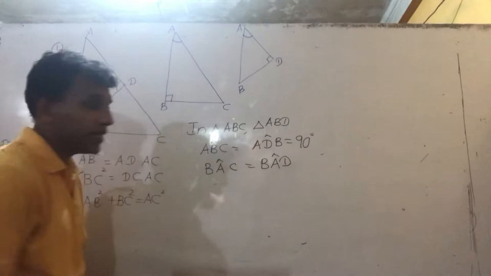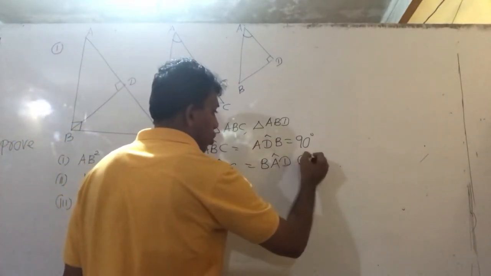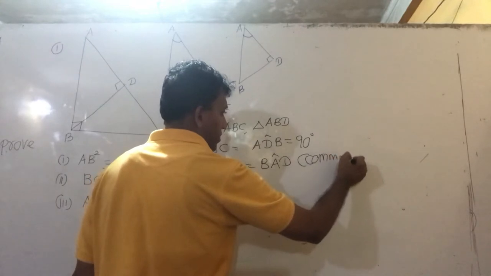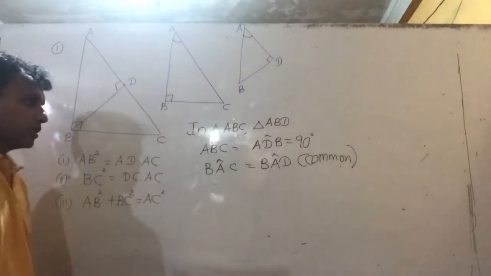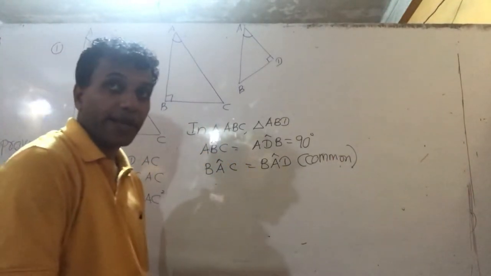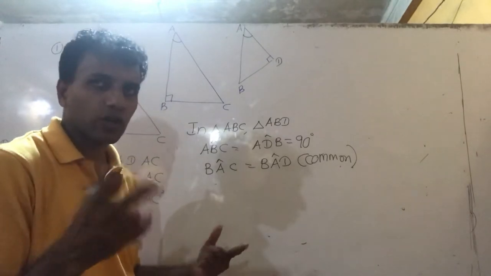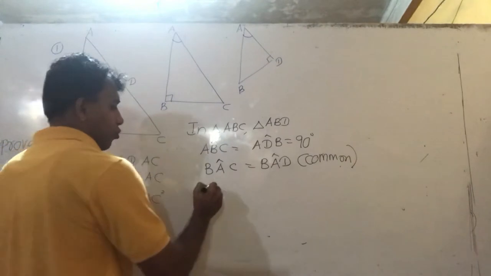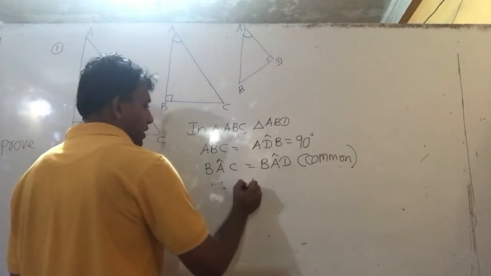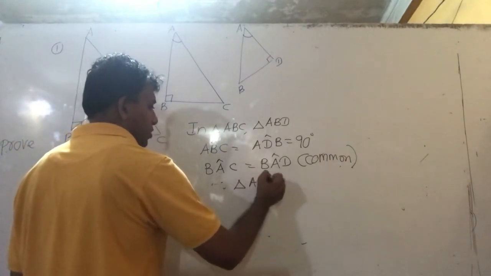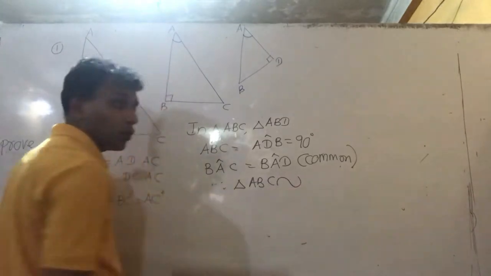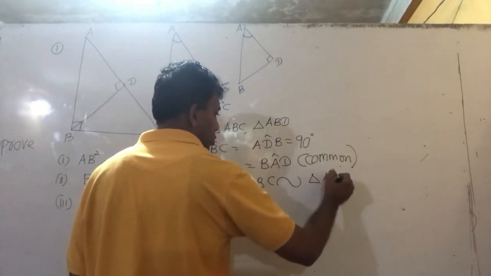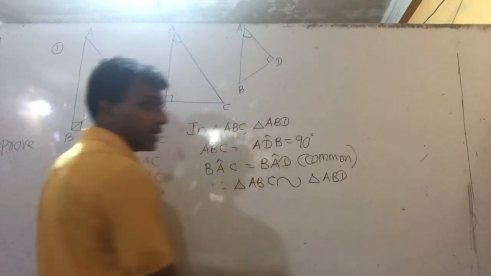Okay, so what is the reason? Common angle. At last, two is enough actually. The third one is automatically equal, not needed. Therefore, triangle ABC is equiangular to triangle ABD because two angles are equal.